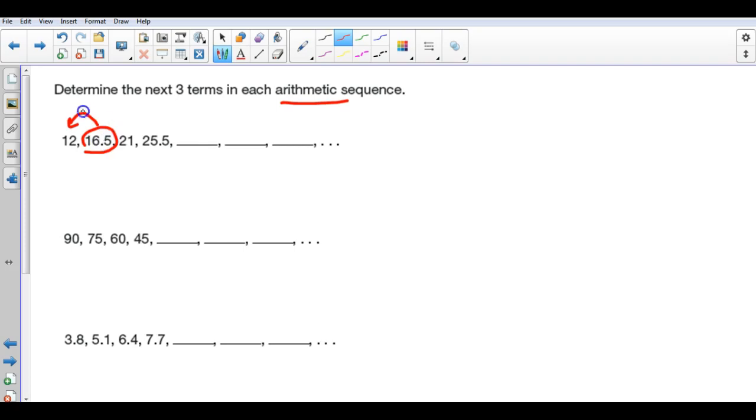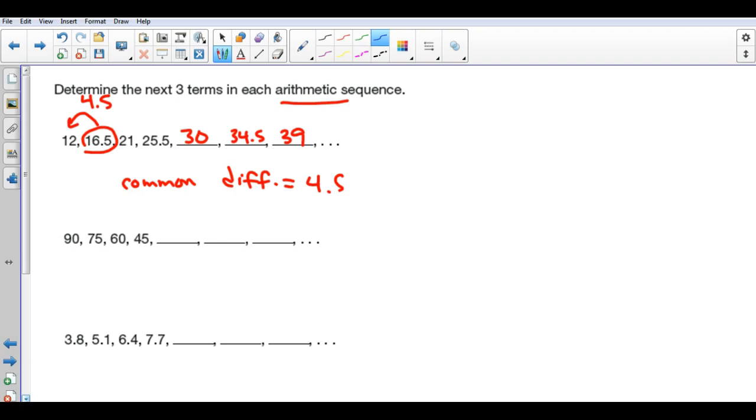So 16.5 minus 12 is 4.5. And then if you were to take 21 minus 16.5, you would also get the same thing. Since our numbers are increasing here, your common difference is 4.5. So what you would want to do is take 25.5, and we're going to add 4.5 every time to that. My next term would be 30. After that, you're going to add another 4.5, so then your next term is 34.5. And then you do it one more time, and we get 39.